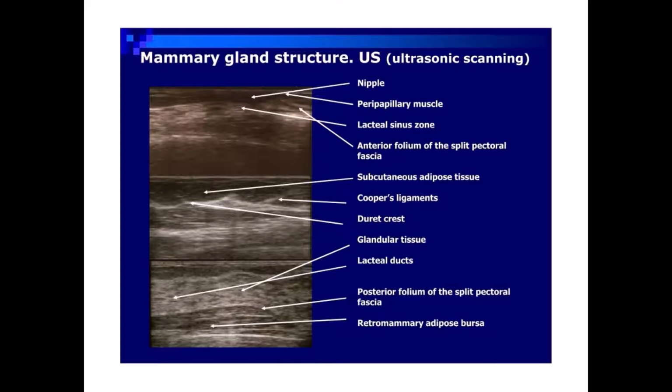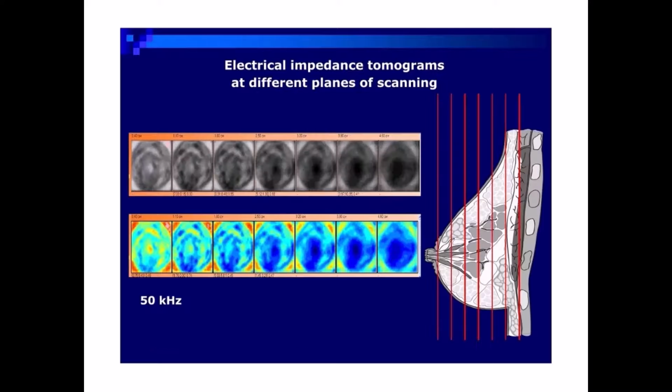Mammary gland, structure, ultrasonic scanning. Nipple. Peripapillary muscle. Lacteal sinus zone. Anterior folium of the split pectoral fascia. Subcutaneous adipose tissue. Cooper's ligaments. Ductal crest. Glandular tissue. Lacteal ducts. Posterior folium of the split pectoral fascia. Retromammary adipose bursa. Electrical impedance tomograms at different planes of scanning. 50 kHz.